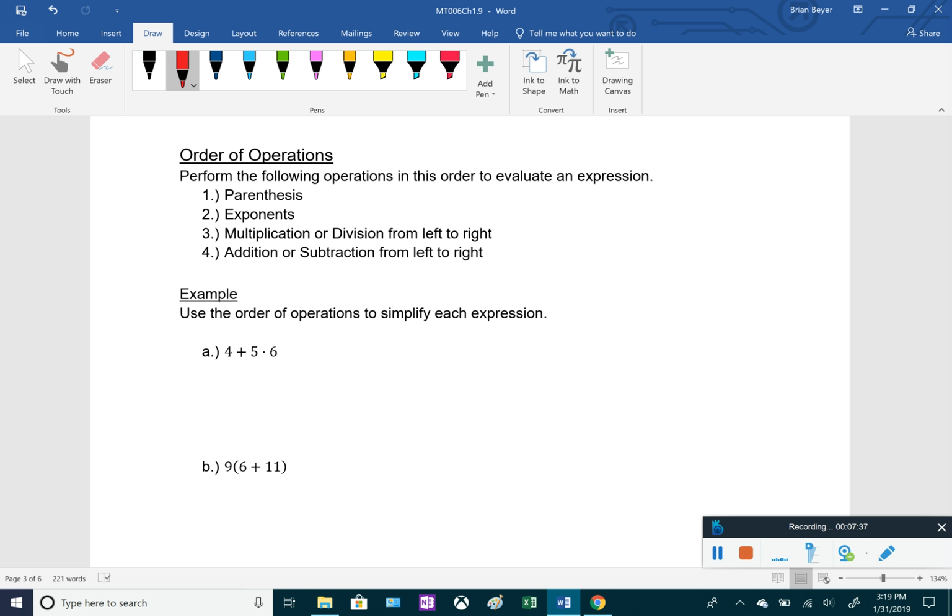So the way that we can remember this is the first letter of each word, which gives us PEMDAS. And just remember that multiplication isn't before division, but whichever one comes first, left to right. Same thing, addition and subtraction. Addition's not before subtraction. It's whichever comes first from left to right.